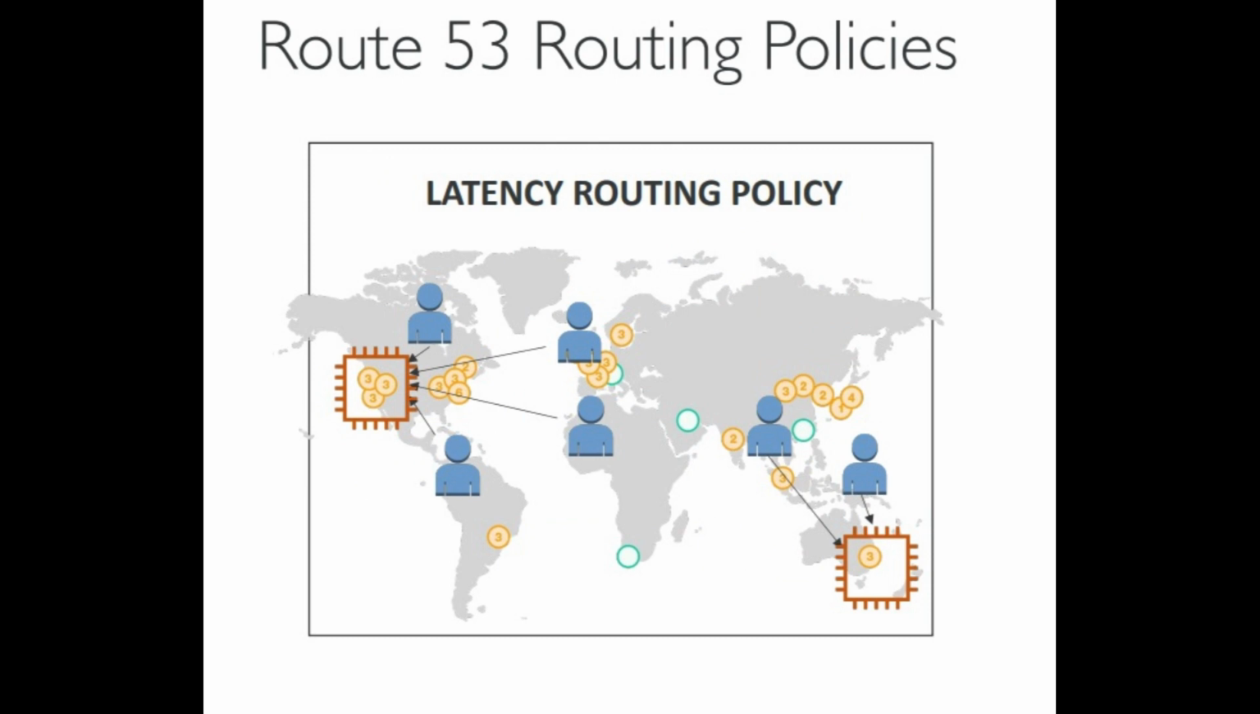The latency routing policy helps to route your users to the resource that provides the lowest latency. This means if you have resources in different AWS regions, Route 53 will respond to DNS queries with the IP address of the server that has the lowest latency relative to the user. It's ideal for ensuring a faster response time for your users.